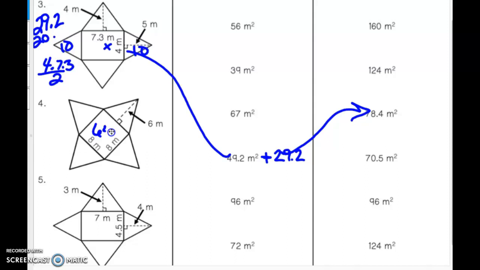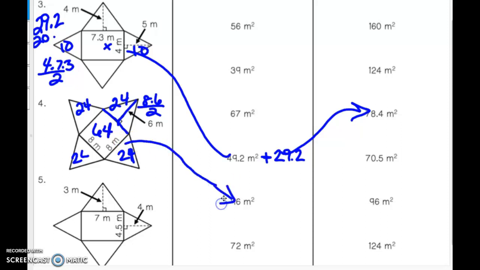Next we have 64 in the middle because that's easy to do. So I'm just going to do that real quick. And then we have an 8 by 6 divided by 2. So this triangle is 48 divided by 2, that's 24. So each one of these is 24. So lateral surface area is 24 times 4, which is 96. And if we add the base to it, 64, we end up with 160.